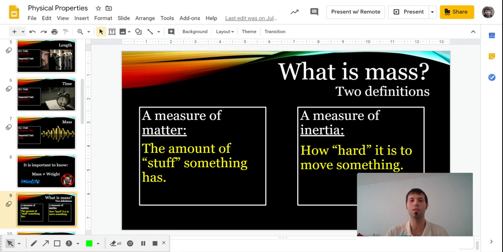Another way to look at mass is as a measure of inertia. Inertia is how hard it is to move something. It's much harder to lift my bottle of water because there's more liquid, but not as hard to move my cup of coffee because there's less liquid. So that's two different ways to look at mass. We'll address both of them, but I think the one on the left is easier. Mass is how much stuff something has.